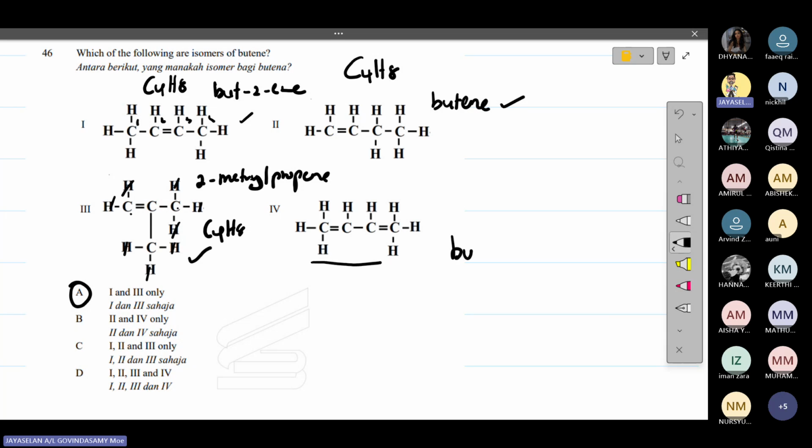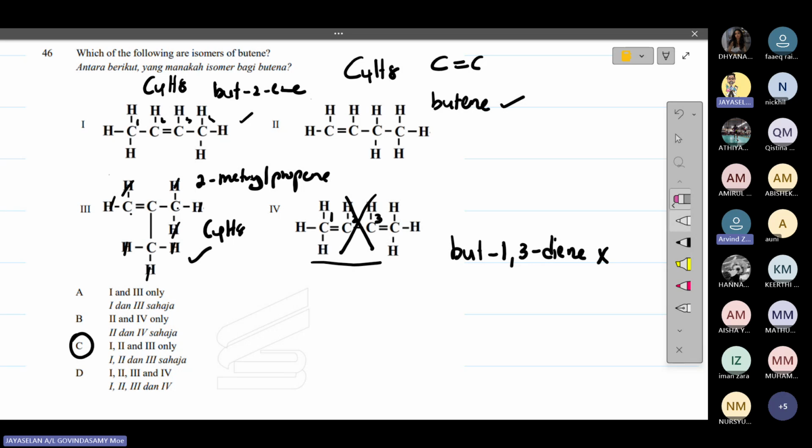Okay, look at this one. Okay, this is called buta. The double bond start at carbon number 1, and also carbon number 3. Carbon number 3, berapa double bond? 2 double bond, right? So, diene. So, this is diene. Ini different, you know. Butene means must have 1 double bond only. Satu double bond sahaja. So, this one cannot. So, the answer 1, 2, 3. So, the answer C.